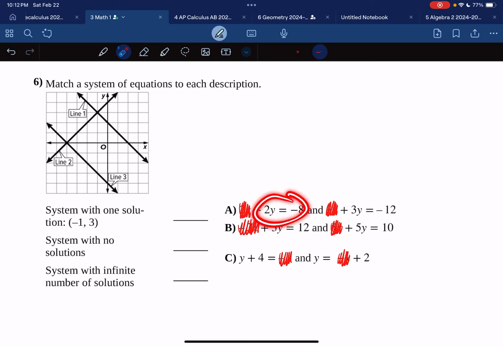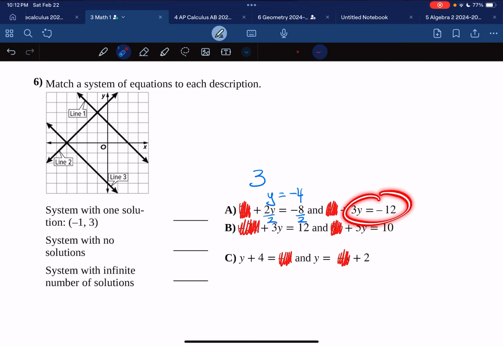So now this equation is much easier. I have 2y is equal to -8, which turns into, if I divide both sides by 2, let me show my work, divide by 2, you get y is equal to -4. You say, oh, well, y is equal to -4 is down here. That must be line 3, and you can label this one as line 3.